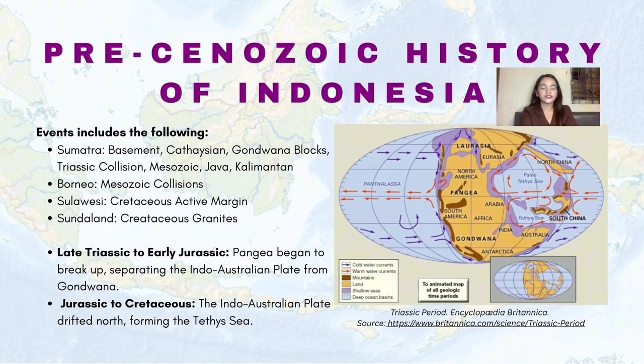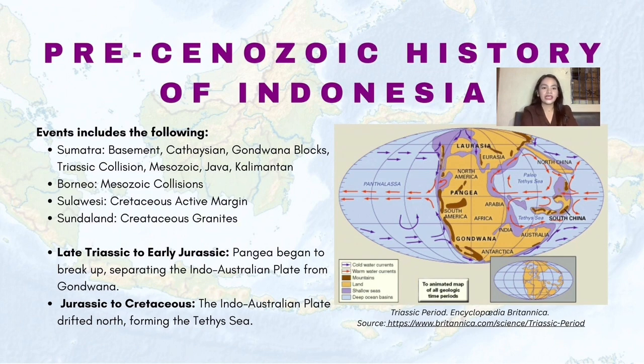Significant portions of Sumatra are composed of continental blocks derived from Gondwana, evidenced by glacial deposits and specific flora or fauna. Moving forward to Triassic collision. The Triassic period saw the collision of Gondwana-derived and Cathaysian blocks, shaping Sumatra's geological framework. This collision led to significant orogenic activity. Next, we have the Mesozoic.